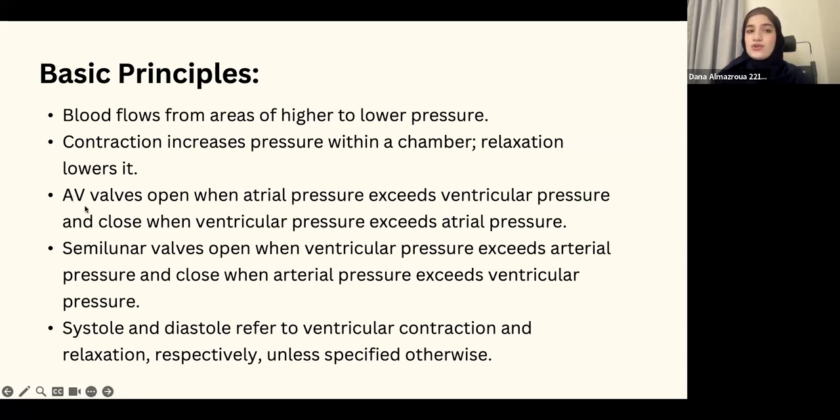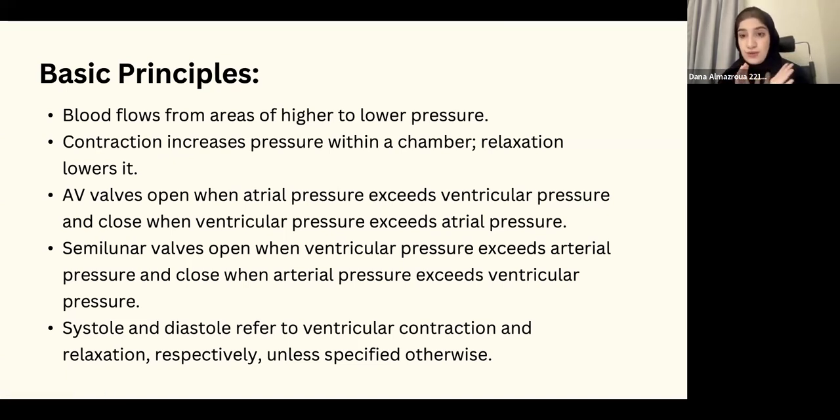Now, the AV valves, or the atrioventricular valves, they open whenever the atrial pressure exceeds the ventricular pressure. So basically, what determines the blood flow, the one that I just said earlier, from the atria to the ventricles and so on, is the pressure gradient. So we need the pressure gradient in order for the blood to flow within the heart. And in the aspect of the blood moving from the atria down to the ventricles, the pressure in the atria has to be higher, or it has to exceed the ventricular pressure, in order for the blood to move down to the ventricles.